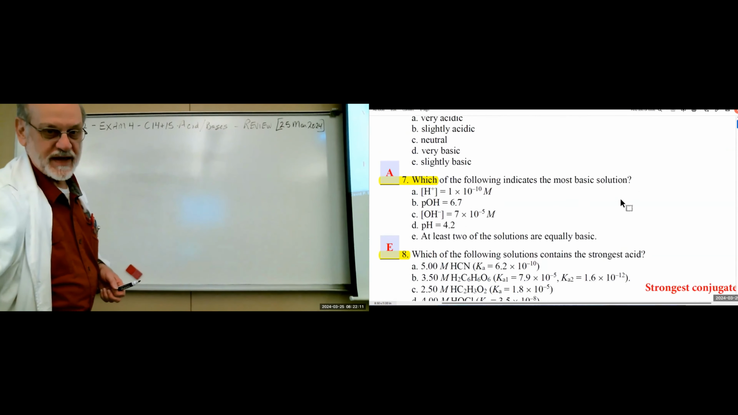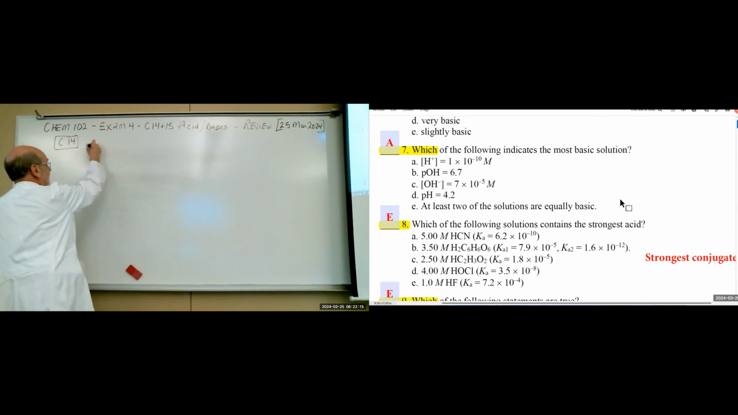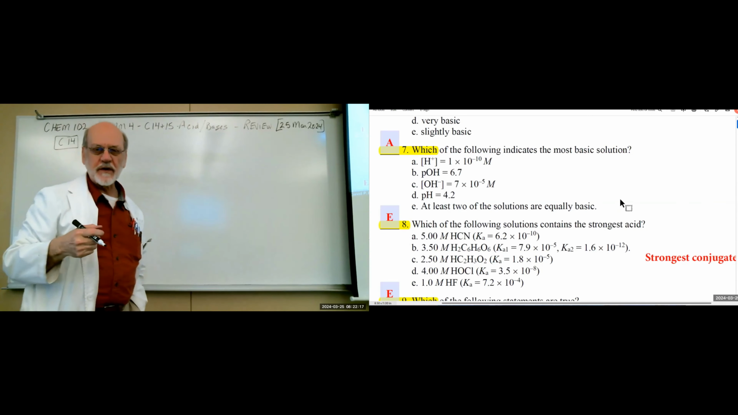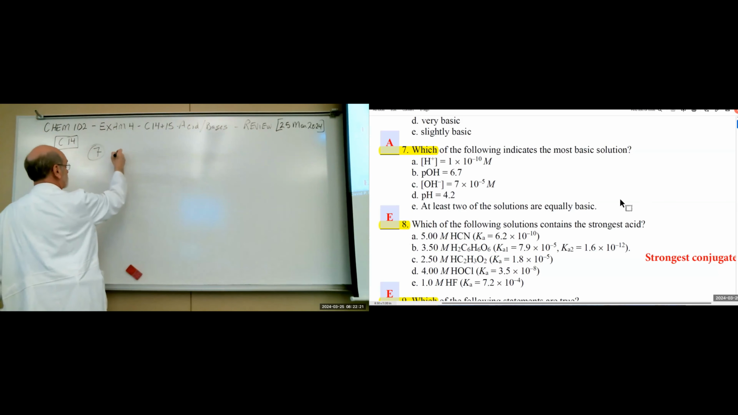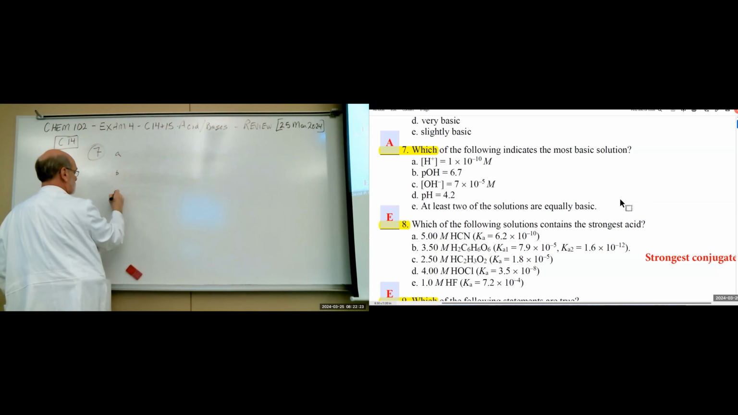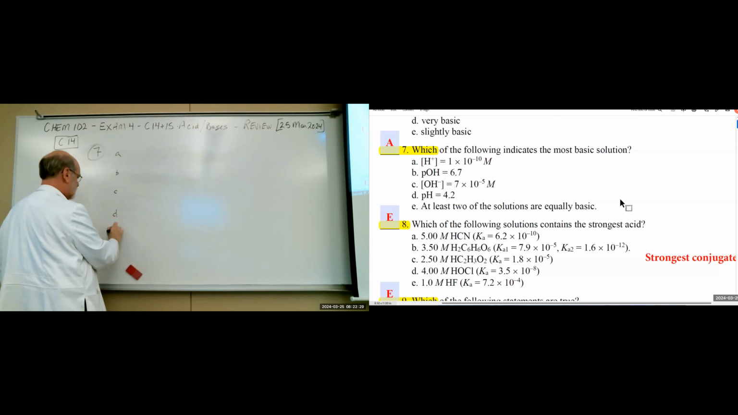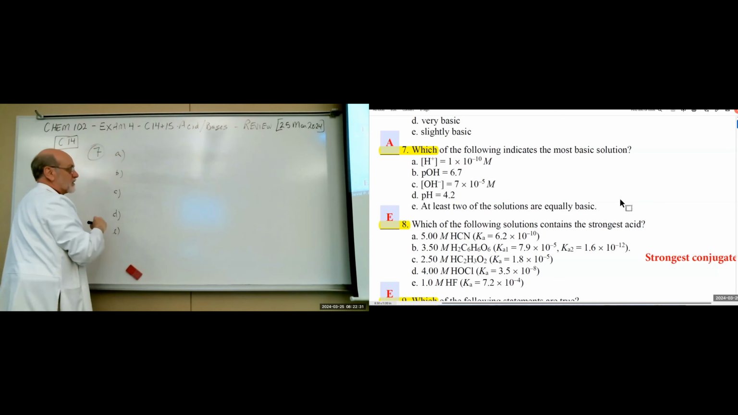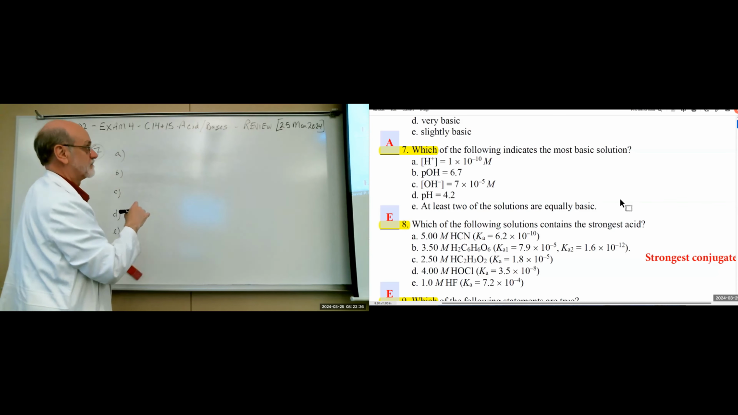All right, number 7. Which of the following indicates the most basic solution? So for this one, we've got choices down to E. At least 2 of the solutions are equally basic. Right, that's what E stands for. So how about A? The most basic.